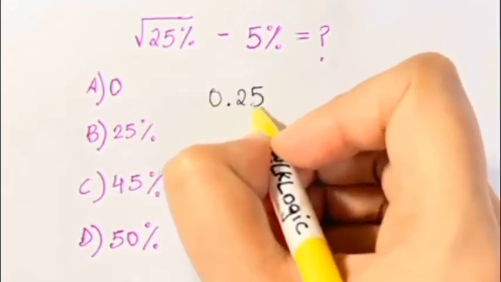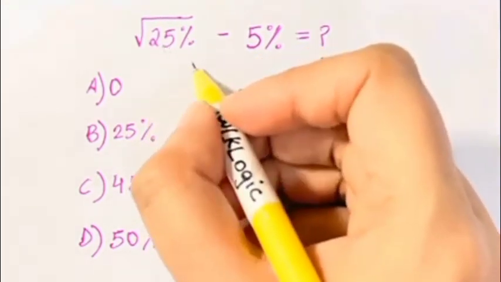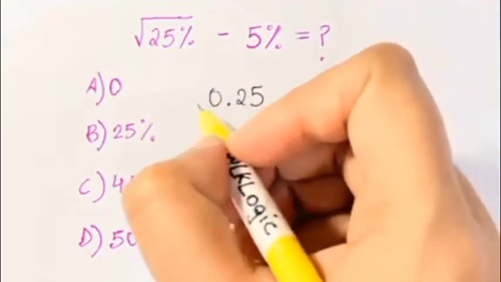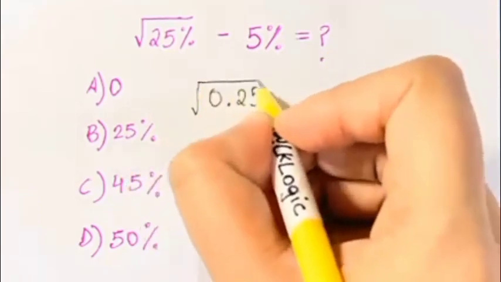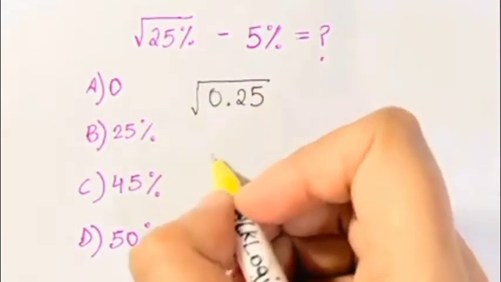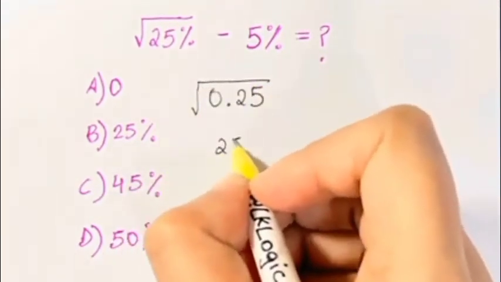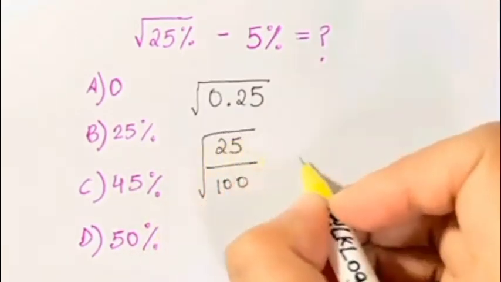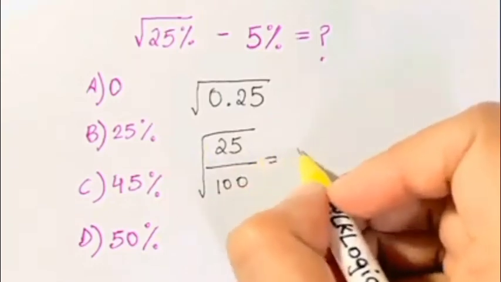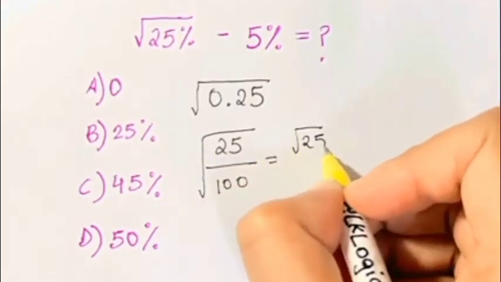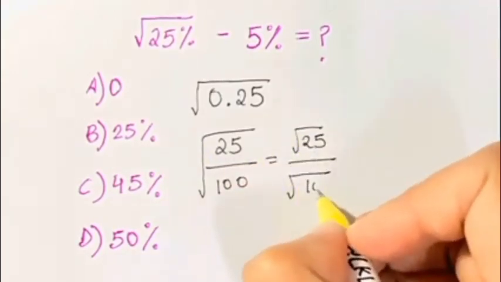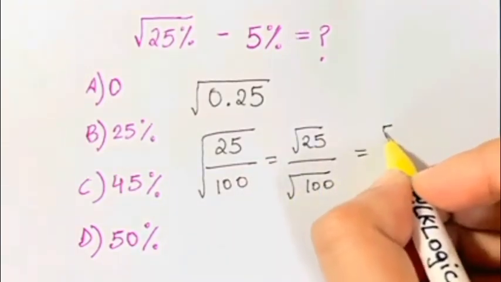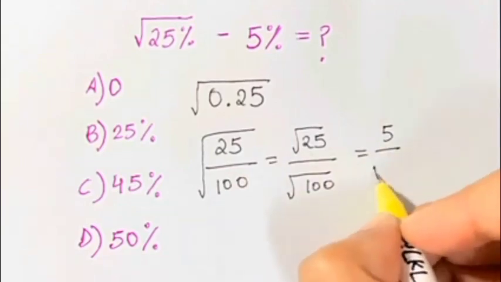0.25, because it's a percent, per 100, 25 per 100. So 25 divided by 100 is 0.25, and that's under root. Then bring it back to a fraction, that is 25 over 100 under the root, which can be written as square root of 25 over square root of 100. And square root of 25 is 5, over square root of 100 is 10.